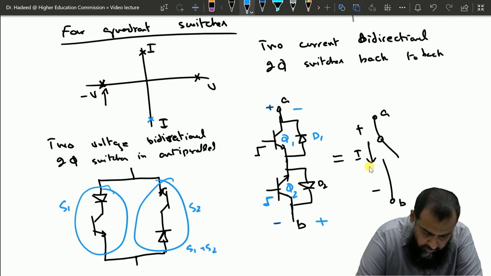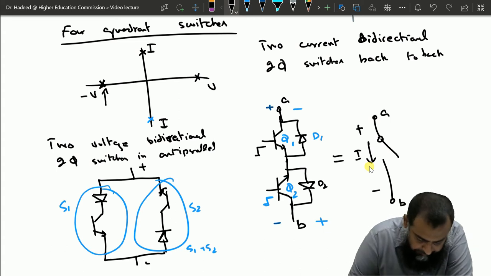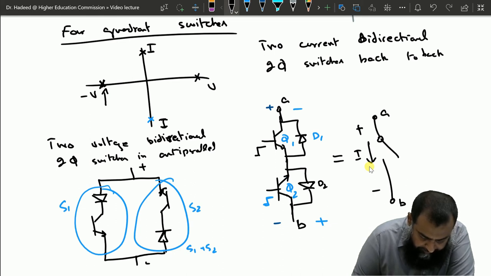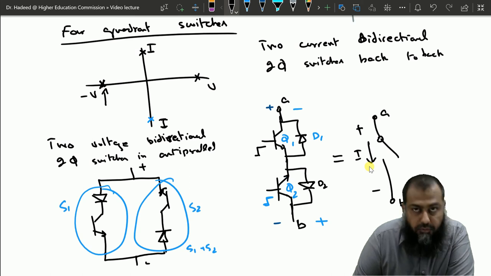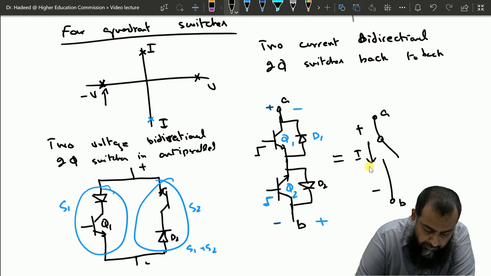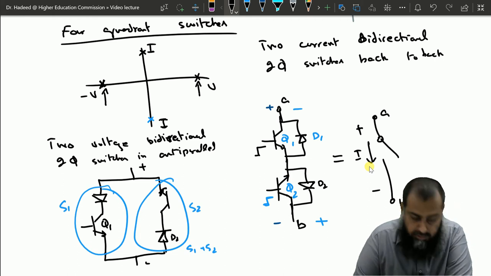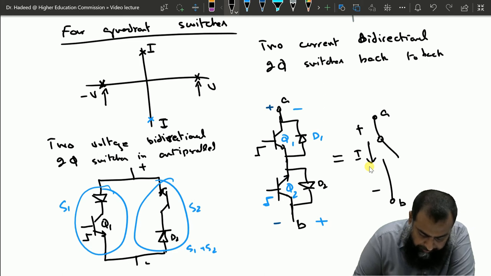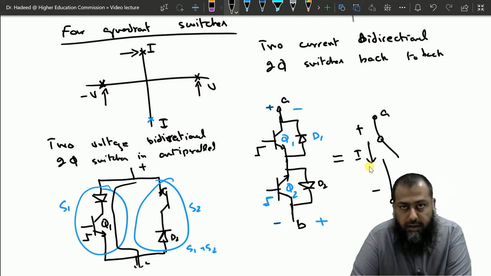combined S1 plus S2 creates a four quadrant switch. So let us say that if we have a plus here and a negative here, then if we do not apply the control signals to these BJTs, then there is no way the current can flow from the positive terminal to the negative terminal, because here you see this BJT Q1 will block this positive applied voltage, and here the diode D2 shall block this positive voltage, and therefore it is a device which is capable of operating in the positive voltage blocking axis. If we apply a control signal here, then we have a current flow from this side to this side, and therefore it is able to conduct the forward current.